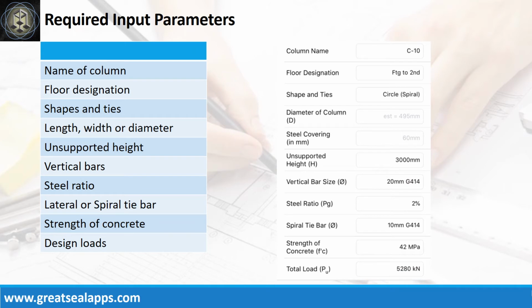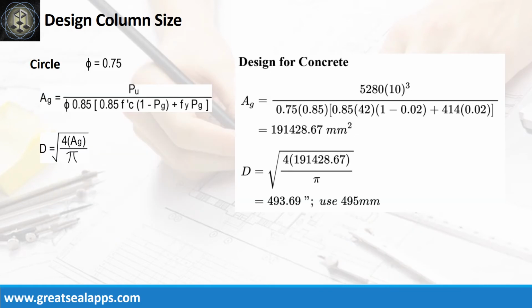Enumerate input parameters required. Column name C10, floor designation, footing to second, shape and ties, circle, spiral, unsupported height 3000 mm, vertical bars 20 mm bar at grade 414, steel ratio 2%, spiral tie bars 10 mm bar at grade 414, strength of concrete 42 MPa, and factored axial load 5280 kN.